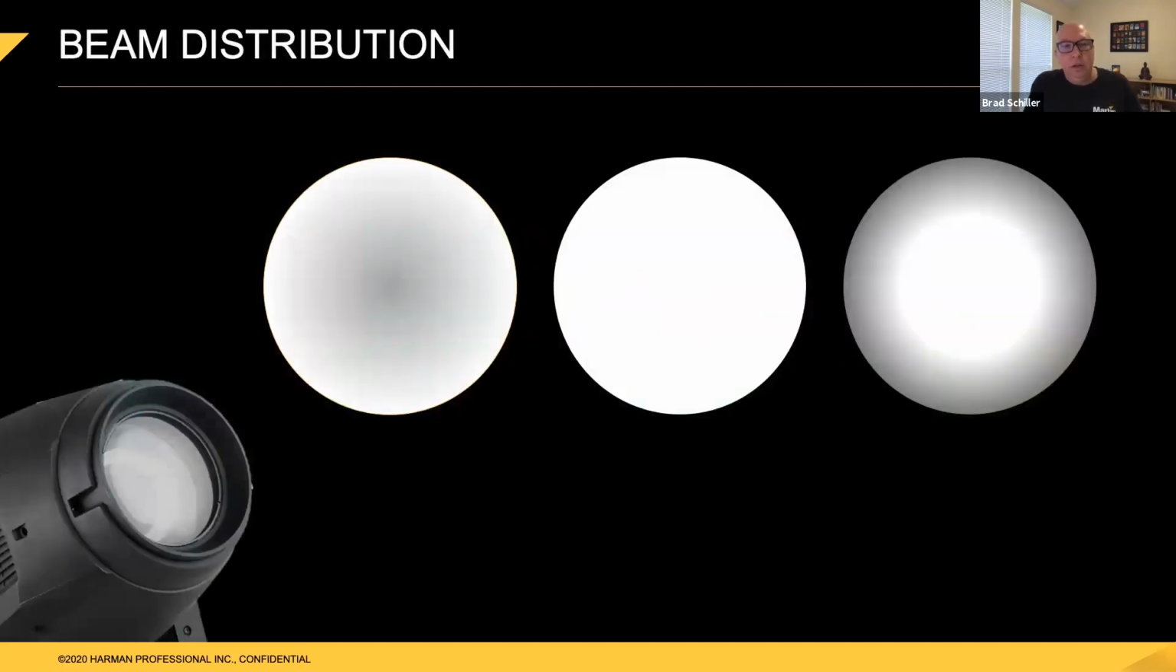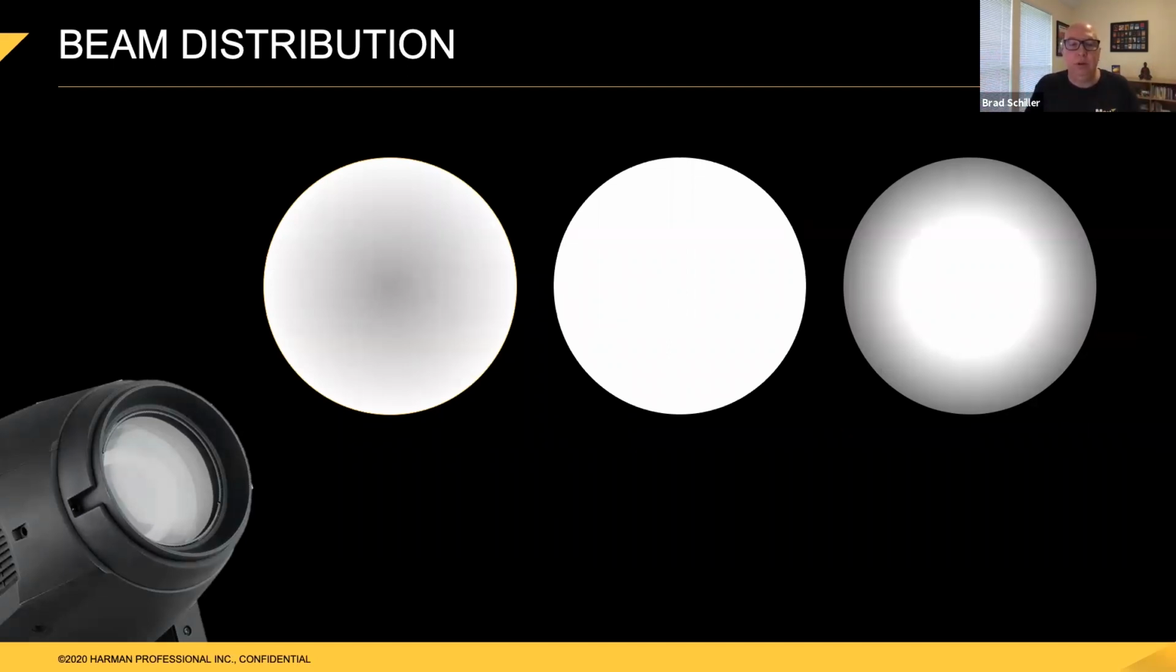The next thing that you need to look at when comparing fixtures for the quality is the beam distribution. And by this I mean does it have a flat, even field or not? And how is the light output actually distributed? Because a fixture could claim to have great output and be 30,000 lumens of output, but if that is not distributed correctly throughout the beam, it could really negatively affect your show.